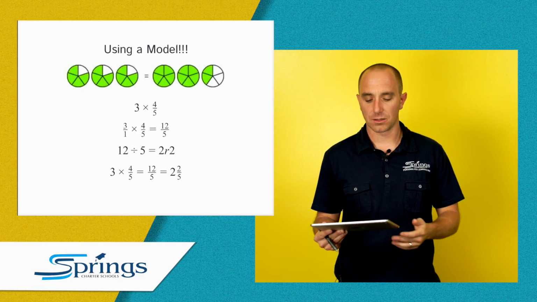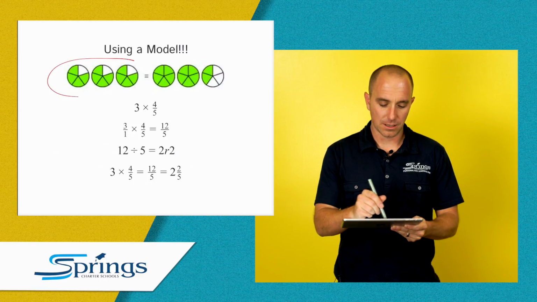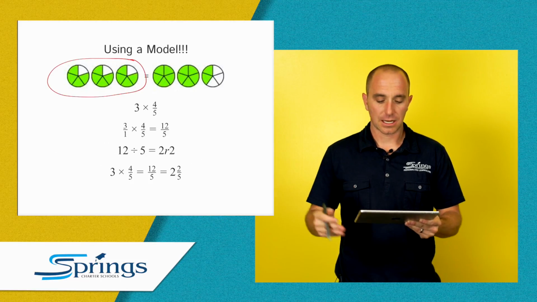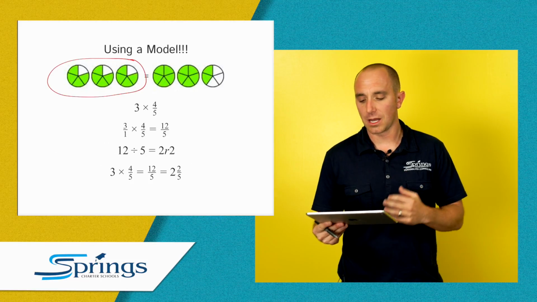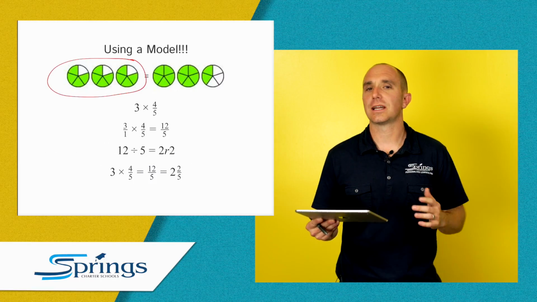Okay, so let's use a model. So here you can see we have our 3 boxes of pizza, and I'll kind of circle them for you. And they have 4 of 5 slices still left. And so if you think about it, if you were to add them all up, you have 2 full pizzas and 2/5 of a pizza. So let's look at it kind of mathematically.